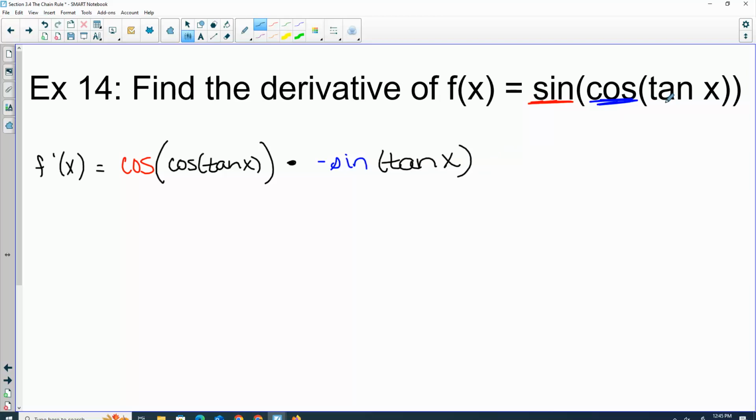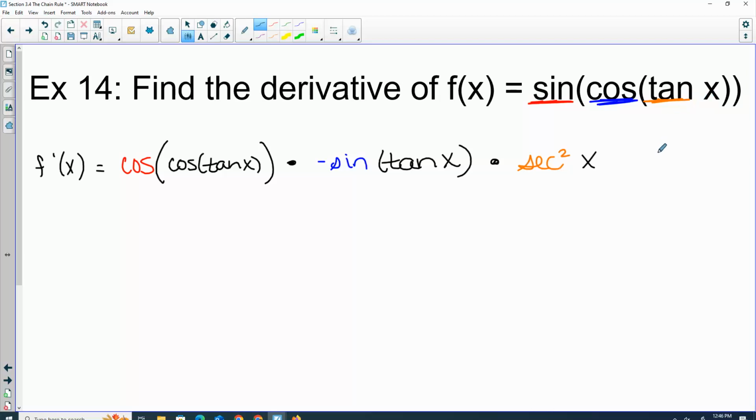But is my inside just an x yet? No, so we keep doing our chain rule. So times derivative of the inside. What's the derivative of tangent? Secant squared. Inside stays the same, so that's just x. Now, that's just a plain x, so I am done with my chain rule.